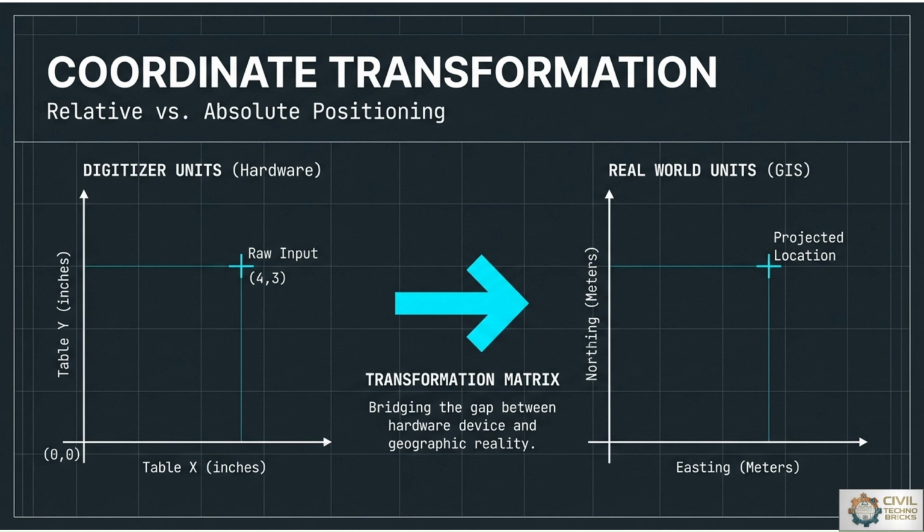So we have to bridge the gap between the hardware device and geographic reality by using the transformation matrix. The transformation matrix plays an important role in the conversion of hardware data or hard copy data into real world units based on the GIS, where we can mark the projected location based on that raw input.